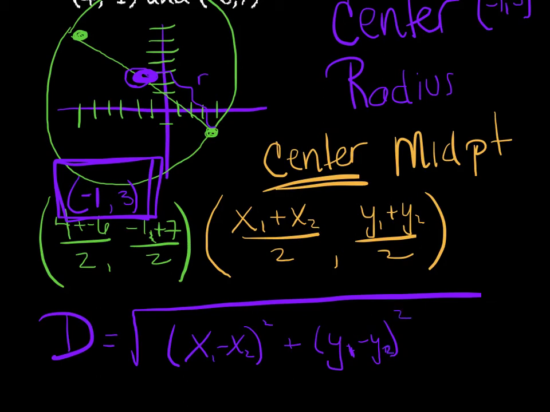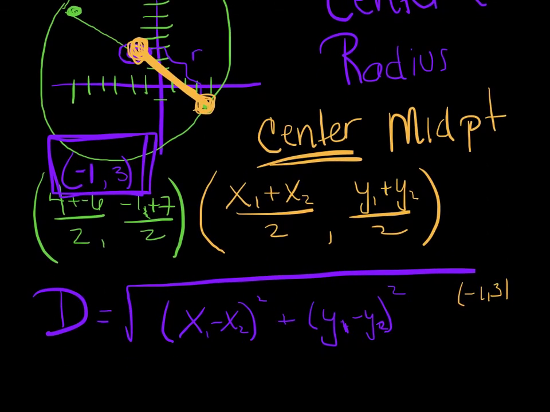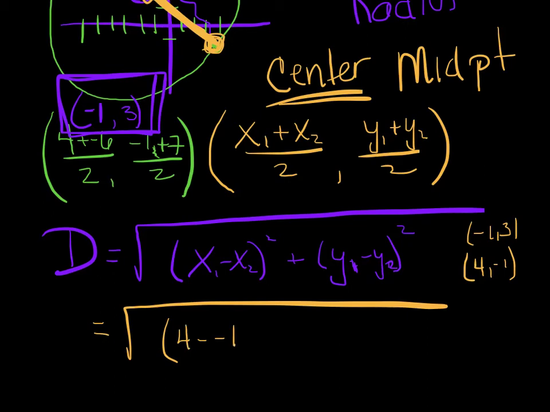All right, and now what are the two points I'm going to use? So remember, I want this distance that I put in orange, and that's between this point, which is (-1, 3), and this point, which is (4, -1). So let's go ahead and find the distance there. So I've got the square root of the change in x's, I'm going to say 4 minus negative 1 squared, plus negative 1 minus 3 squared.